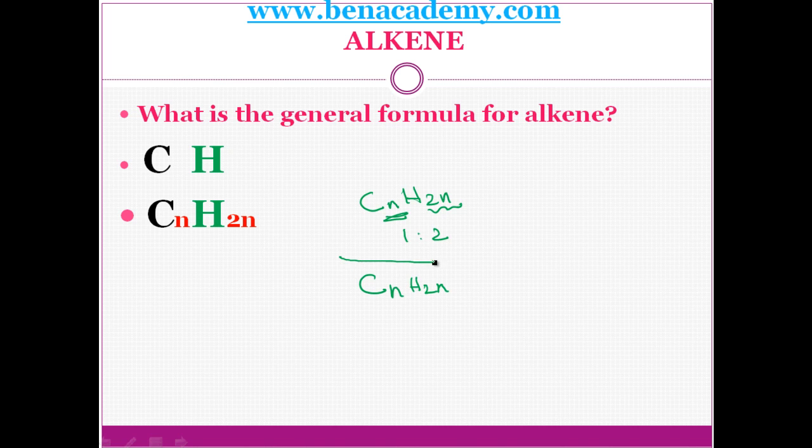So from this general formula we can derive the molecular formula of alkene having any number of carbons. For example, if the number of carbons is 5 in an alkene, what will be the formula of that particular alkene? So where n is 5, that is C5. So how many hydrogens should be there? It should be exactly 2 times that of carbon. Therefore 2 into 5. Therefore the formula will be C5H10. So like that we can derive the formula for any alkene with any number of carbon atoms.